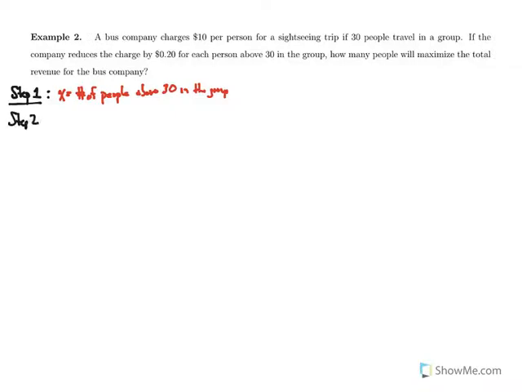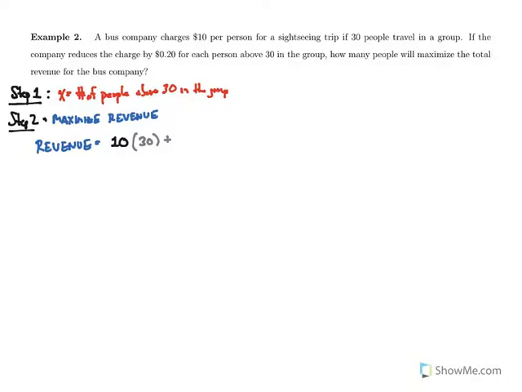So step 2, note that we are trying to maximize. That means find the global maximum of revenue, which is how much money we are bringing in. So the revenue here is going to be the cost of the ticket, $10, times the number of people who are riding, 30. So regardless of what happens, we're going to make 10 times 30. But then we are also going to have each person above 30 that comes in.